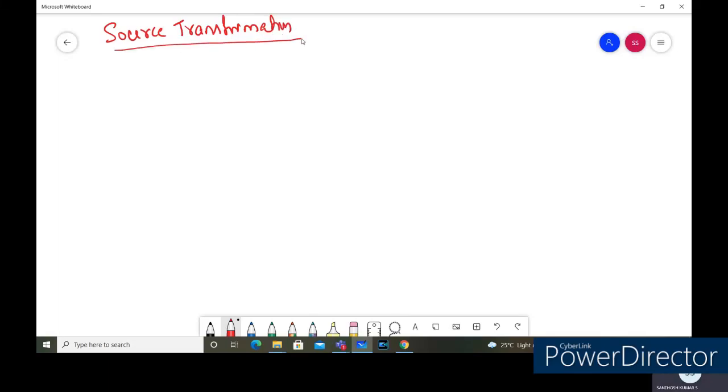So this source transformation will be helpful when the circuit contains multiple sources. It may be voltage or current sources. If you want to reduce the network into the simplest one, source transformation is required. This is where a complicated network can be reduced into the simplest form, and we can have a single voltage or current source in series or parallel with the resistance.